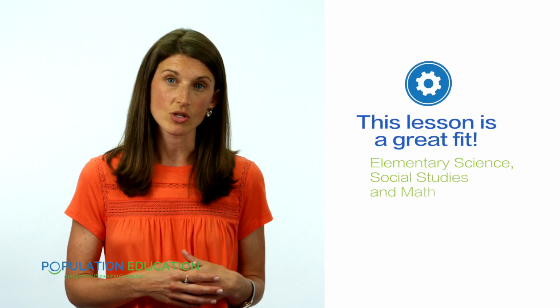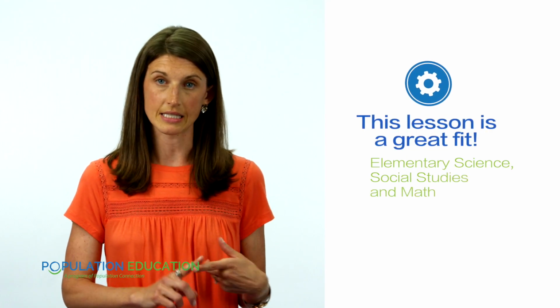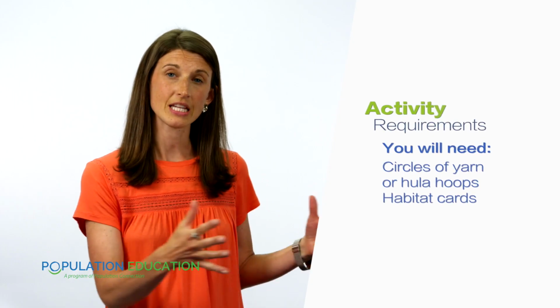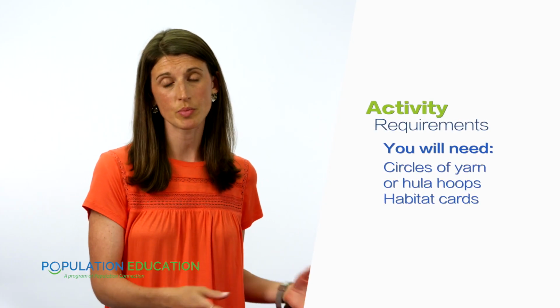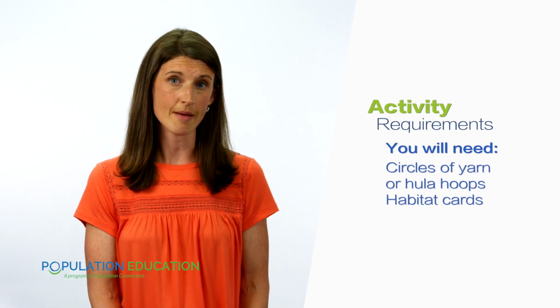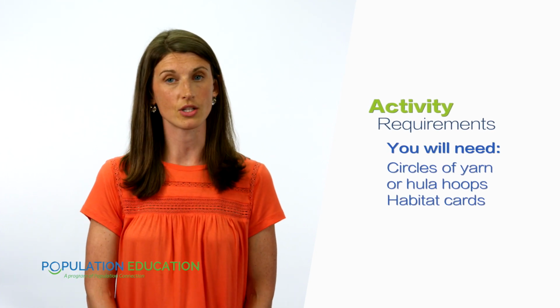This is an elementary level activity with strong ties to science and social studies, but it also uses some basic math skills. Before beginning the activity, you'll have to do a little bit of preparation. You'll be making habitats, so you'll need either a circle of yarn or a hula hoop to represent your habitats. You'll need enough circles or habitats for each group of 4 in your class.